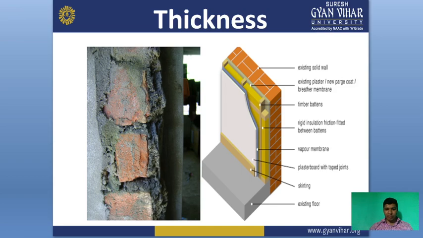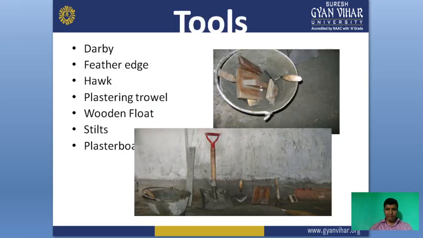The interior plaster should be 10 to 12 mm, and the exterior plaster should be 18 to 20 mm in thickness. These are some tools which are used for plastering. The first one is the darby, as you can see in the figure. Then the others are feather edge, hawk, plaster trowel, wooden float, steels, plasterboard. These are the tools which are used for plastering.